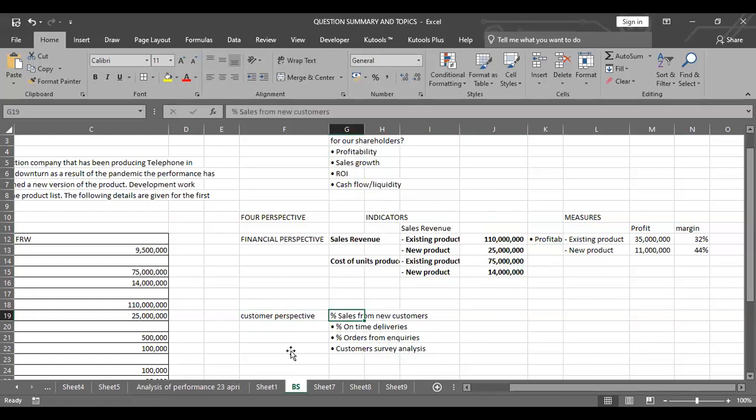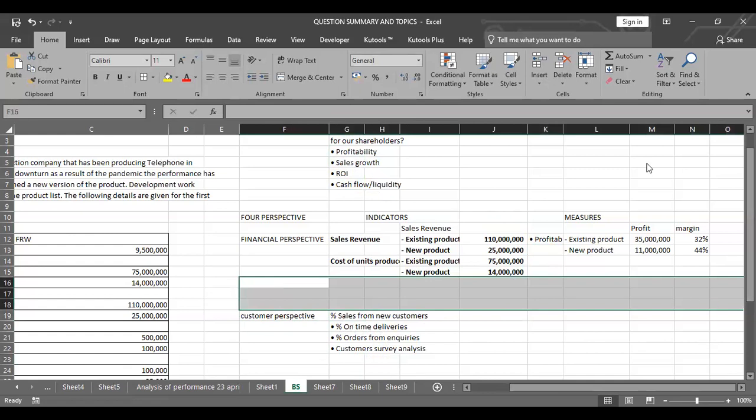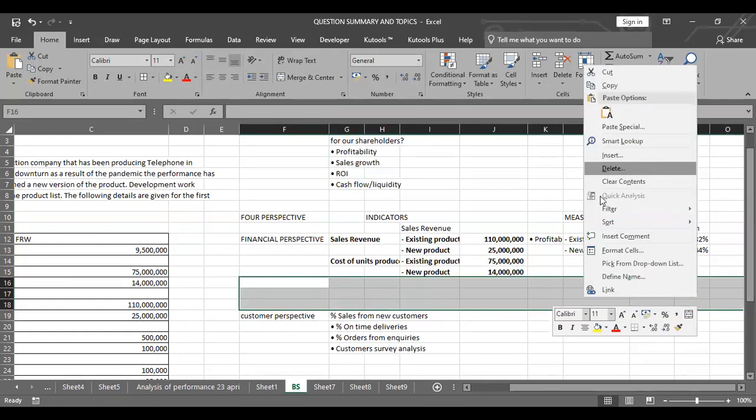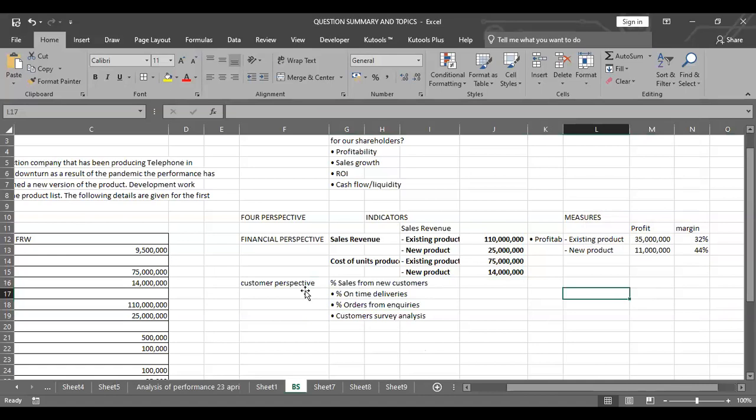Sorry, sir, yes, please. After getting this profit, there is no need to calculate the profitability ratios, like taking the profit over sales to get the profit margin or gross margin. There is no need to calculate that ratio. Gross margin, yes. We have already got the margin here.